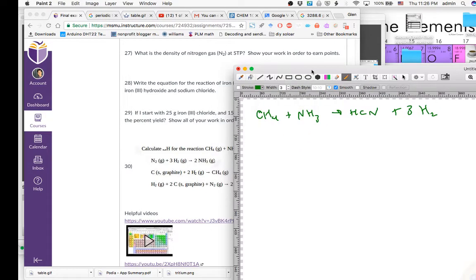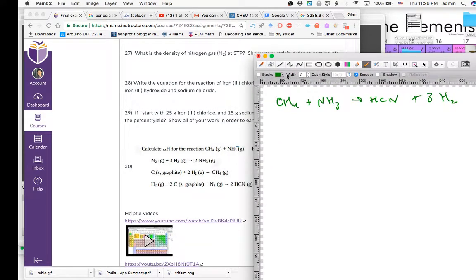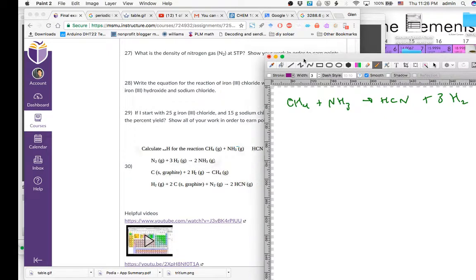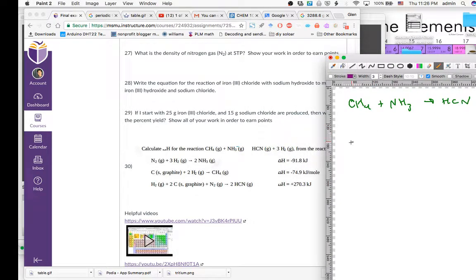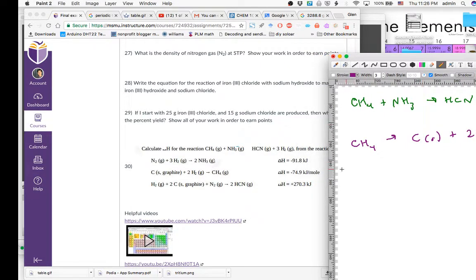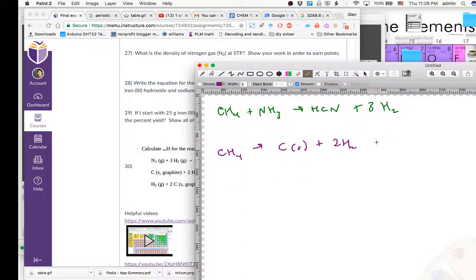And I'm going to make this from these guys, so I'll change colors now. All right. Now, CH4. Who has CH4? This guy has CH4, the middle one. So I'm going to flip that equation. I'm going to have CH4 makes C solid plus 2H2 gas. It's going to be positive 74.9 kilojoules per mole. Remember, it's positive because I flipped the equation. So I've got the CH4.